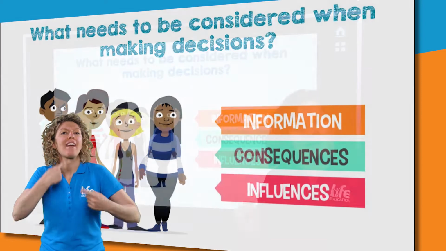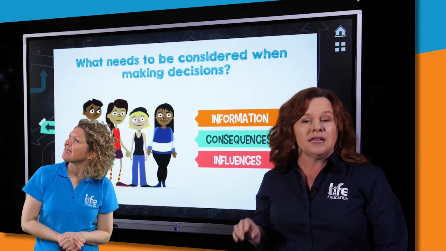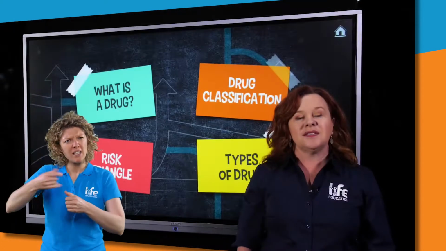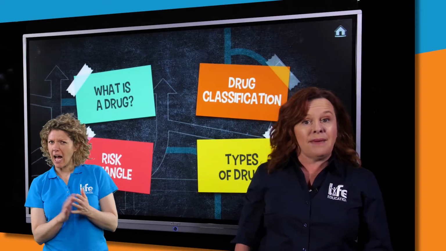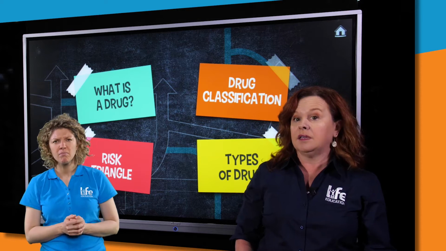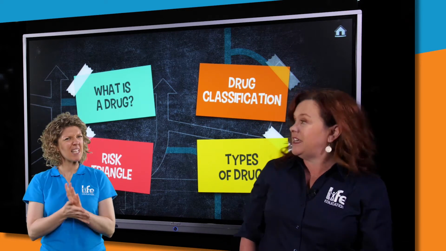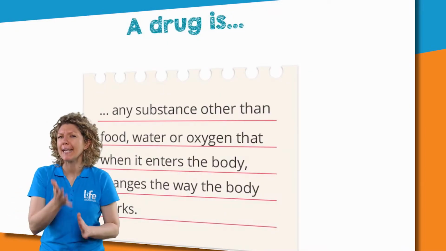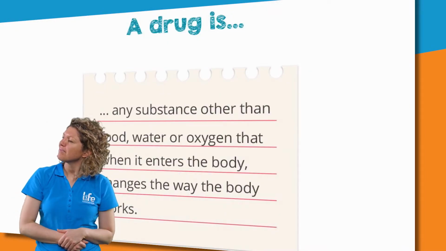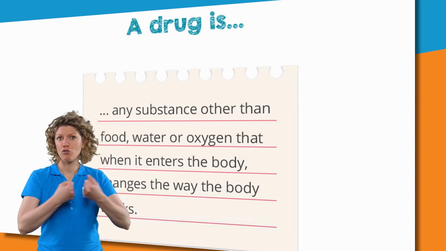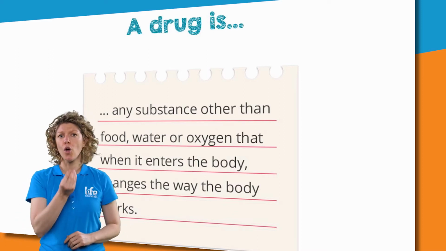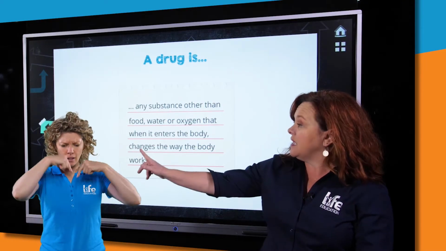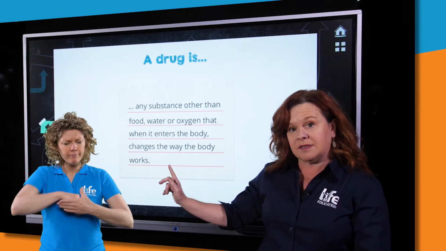We're going to gather information today about different drugs to help us make decisions now and in the future. So, what is a drug? What makes a drug a drug? To know this, we need to know the definition. A drug is any substance other than food, water or oxygen that when it enters the body changes the way the body works. This is the most important thing to remember. Changes the way the body works.